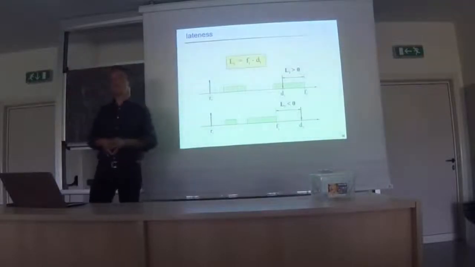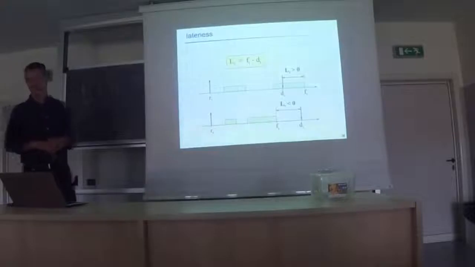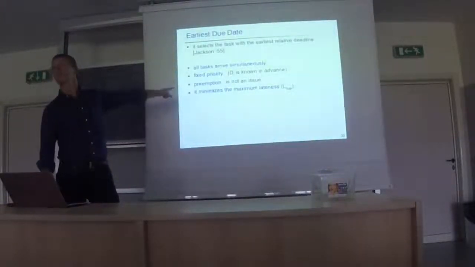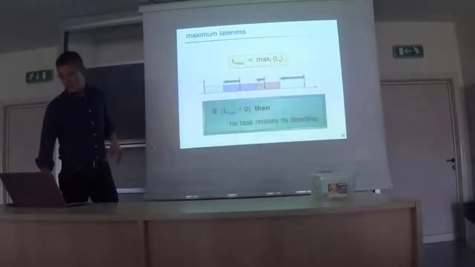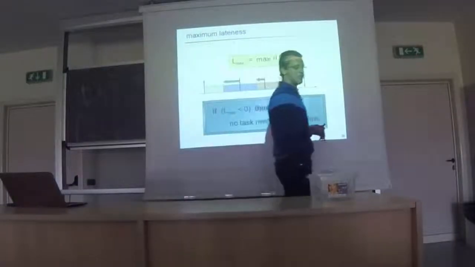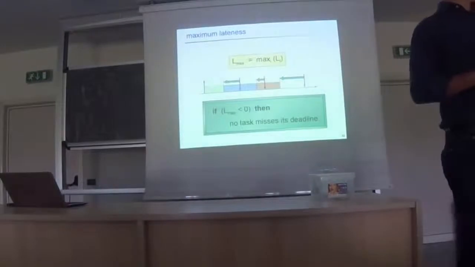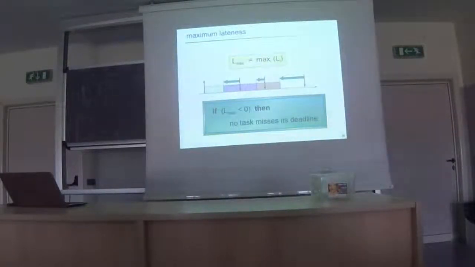So I just said that EDD, earliest due date, minimizes the lateness. Not the lateness in general, but the maximum lateness, not the average lateness, among all tasks. What is another way to specify that the maximum lateness is minimized? If I'm minimizing the maximum lateness and no task has a positive lateness, then no deadline is missed. If the task that is latest among all tasks still finishes before its deadline, then all other tasks will also finish before their deadlines.